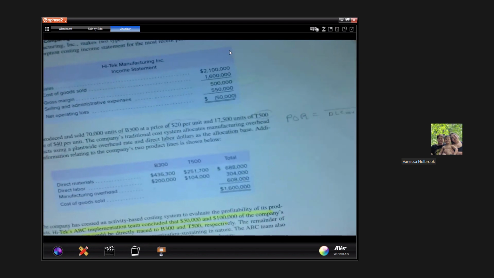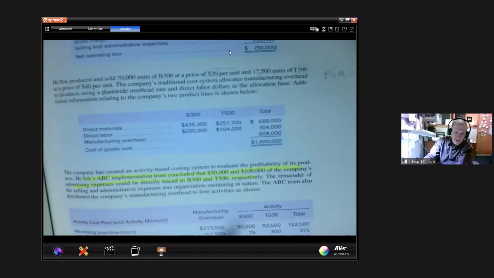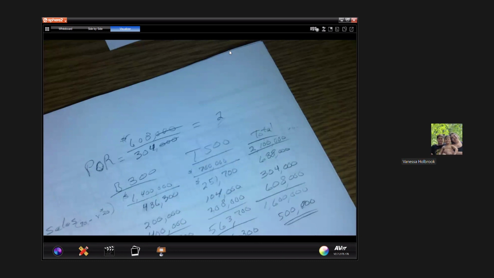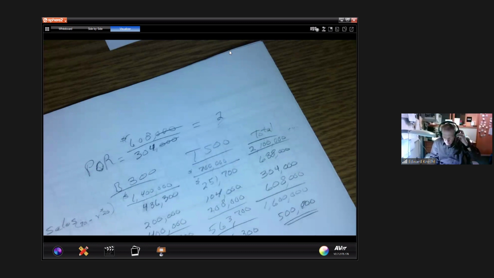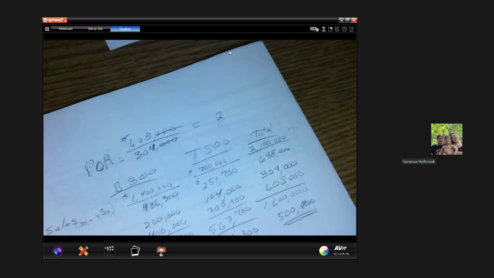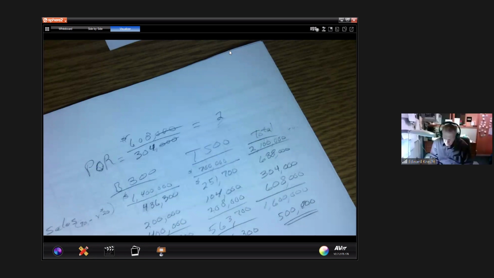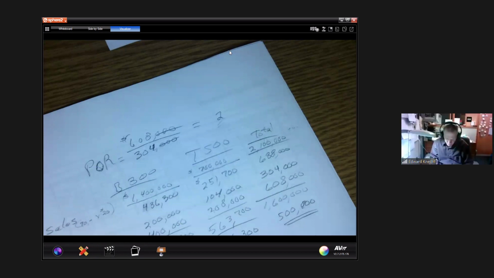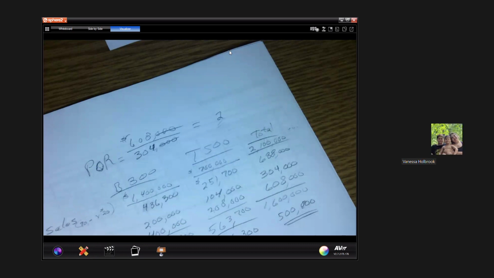So we have really 3 costs here that are in cost pools. I can't show it, there's not enough room. That's a shame. But hopefully you're on page 349 at the bottom. So machining, the total overhead is 213,500. And how did they allocate that? B300 had 90,000, T500 had 62,500. Well, how many machine hours did B300 have versus T500? Do they tell us?